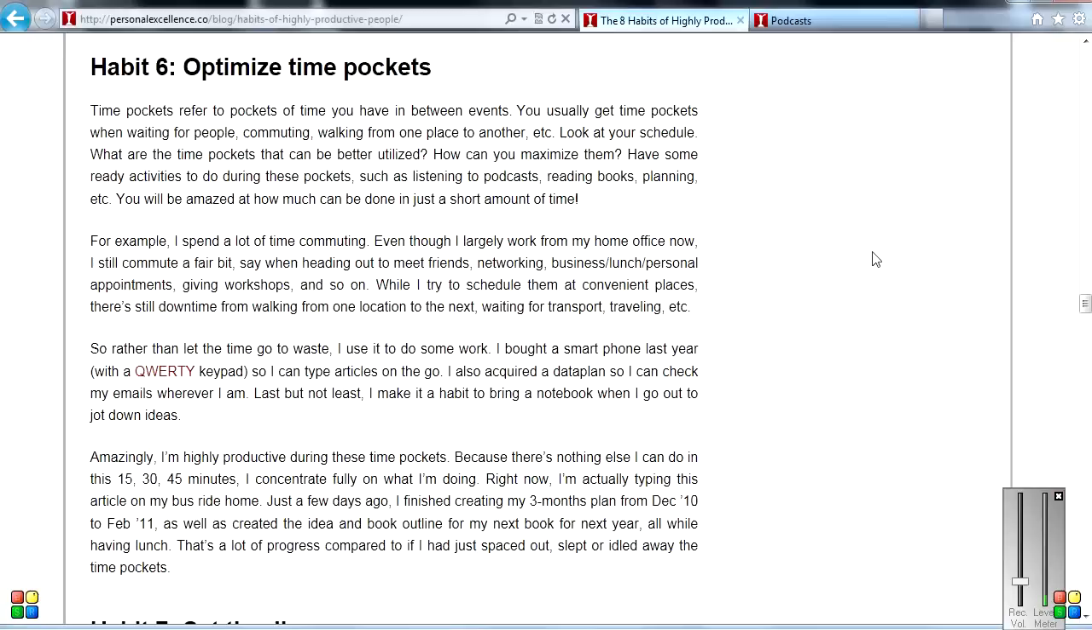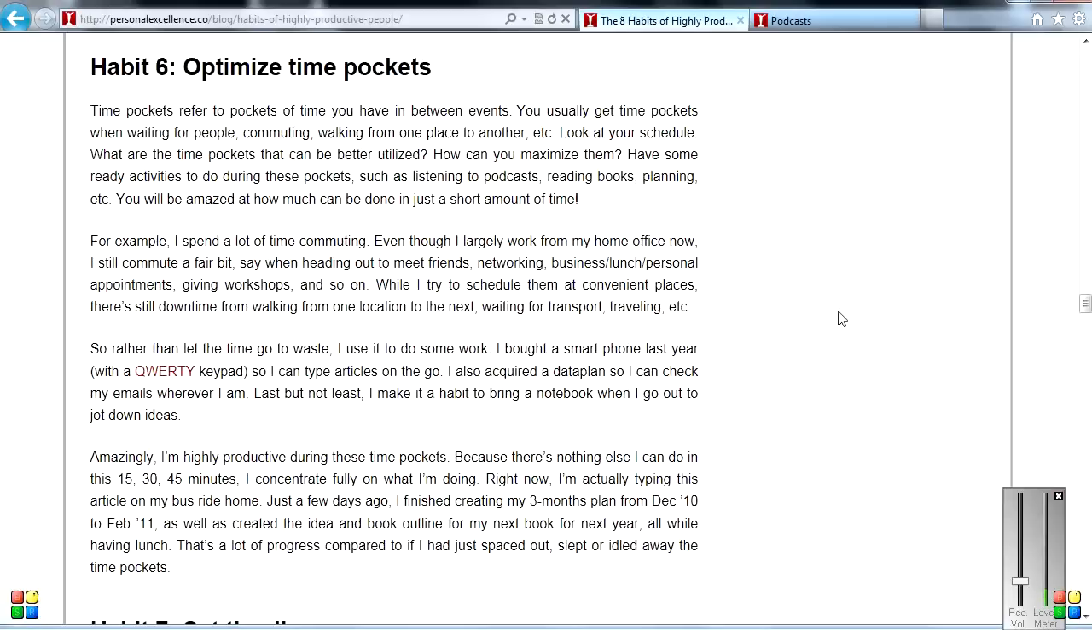It's basically just waiting for something to happen and there's nothing happening. There's nothing that comes out of it except getting from one place to the next. And filling that time with, say, reading or listening to podcasts again, surfing some useful websites, or even just resting, all of these are valuable activities. So that's what it means to optimize your time pockets.